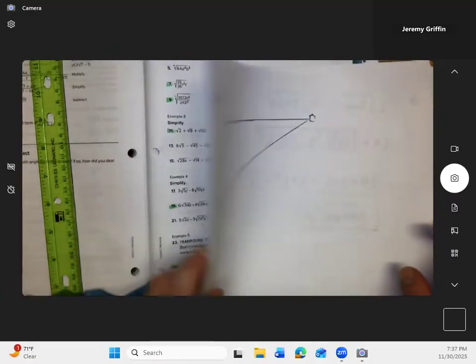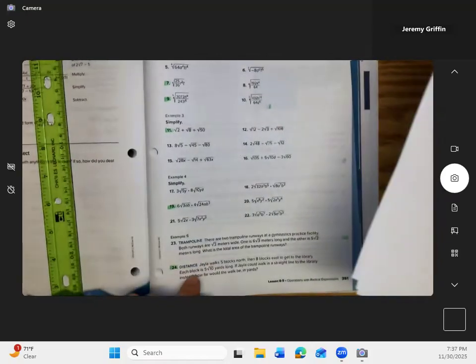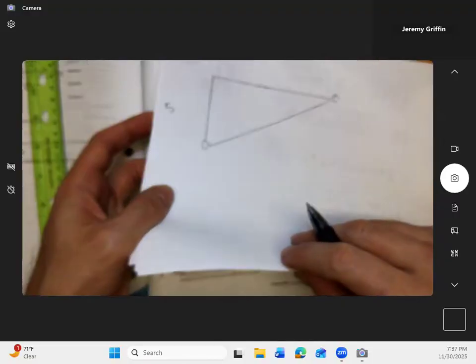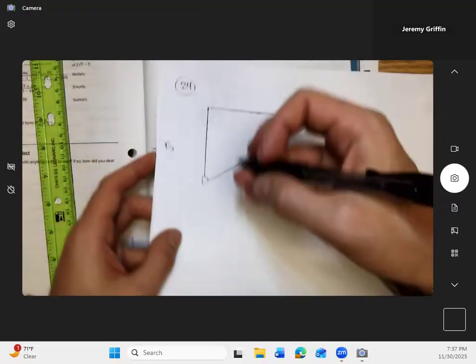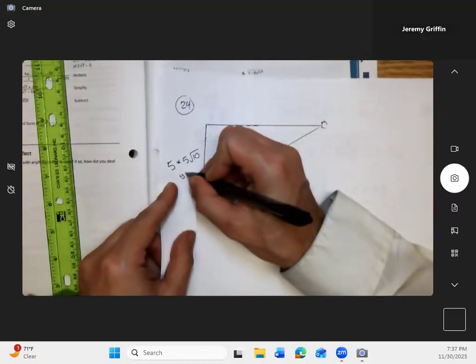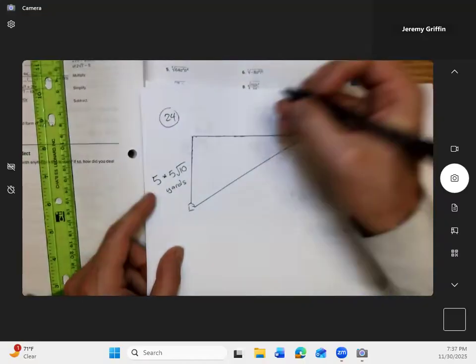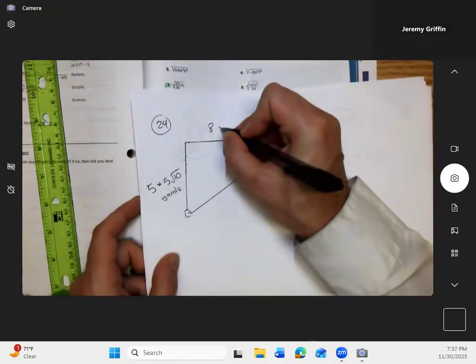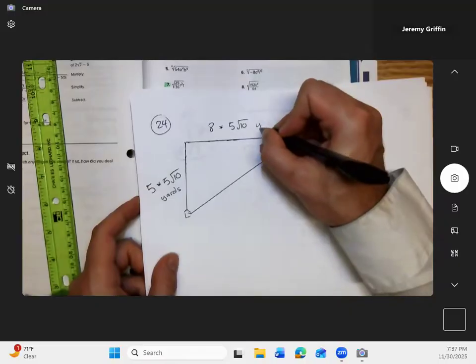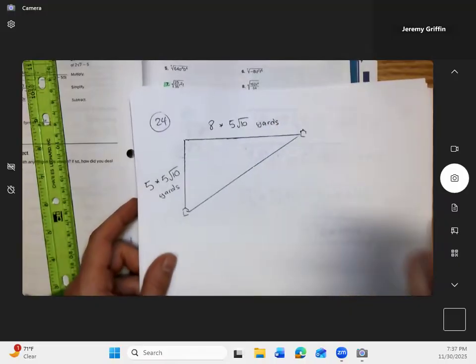Let's get some distances here. So they said 5 blocks north, but we're not interested in blocks. We're interested in yards. So each block is 5 root 10, so times 5 root 10. That's how many yards north she goes. And then it was 8 blocks east, but each block is also 5 root 10 yards. So put it all together, it will be this many yards altogether.